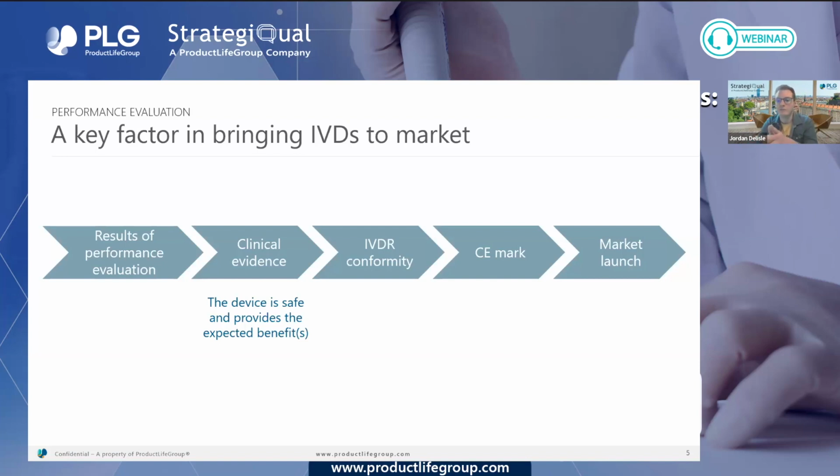This is a definition of clinical benefit in the IVDR. Now, if you refer to the definition of clinical evidence given in Article 2.36, it is the clinical data and the results of the performance evaluation which make it possible to assess whether the device is safe and whether it offers expected clinical benefits when used in accordance with the manufacturer's intended purpose. The performance evaluation is therefore an essential element in obtaining CE marking for an IVD.